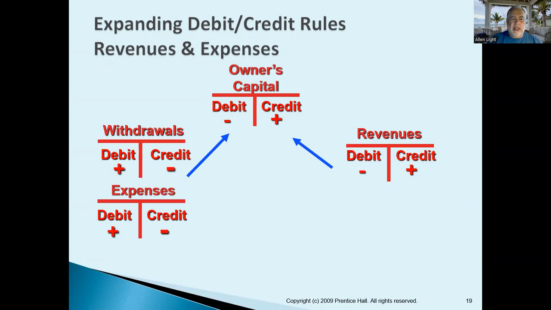Now, something else to note, and you'll see this a lot. Actually, let's just look at expenses for a minute. Revenue is an addition, expenses are a minus. Revenue minus expenses is net income. So net income is what gets added to the owner's capital. So here again, this has to offset revenue, which offsets the owner's capital. Revenue minus expenses is net income.